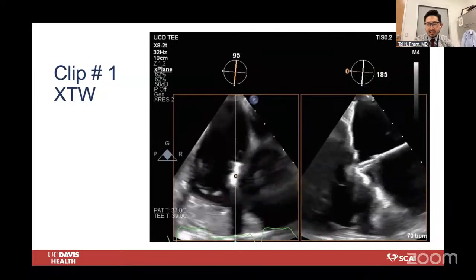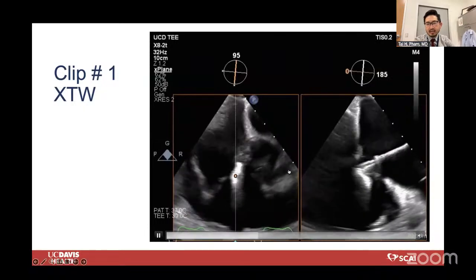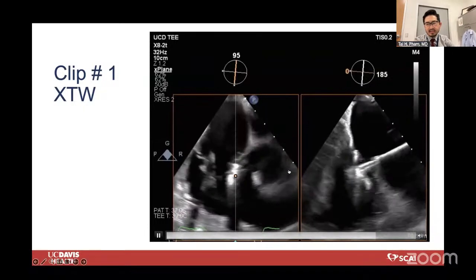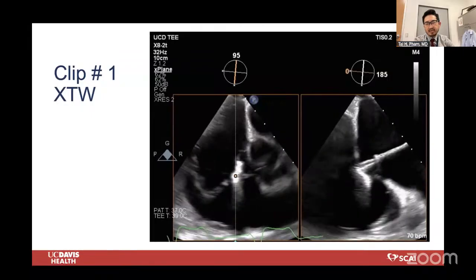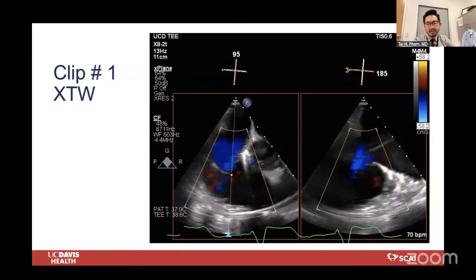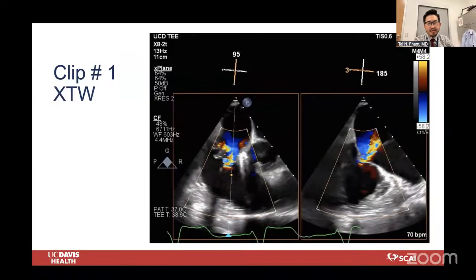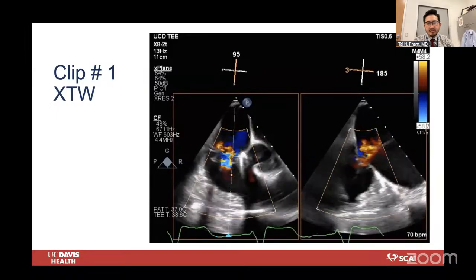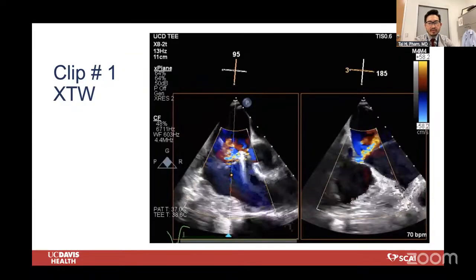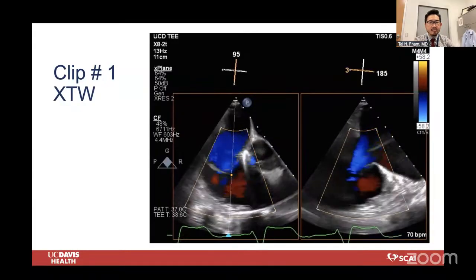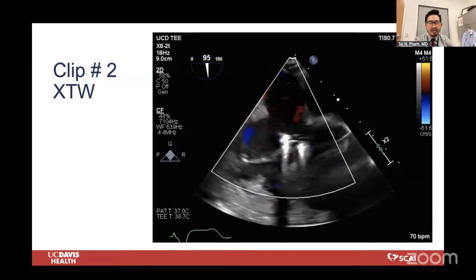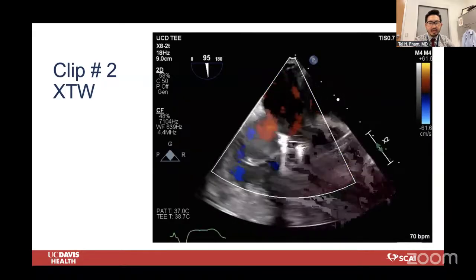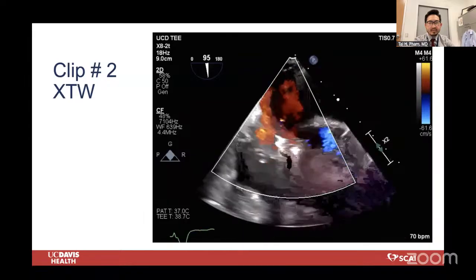You can see here on the right-hand side, the leaflets falling really nicely into the V of the clip. This is after delivery of the first XTW, with elimination of the medial and lateral jets, and the only residual jet was more central. So then we decided to bring another XTW clip down, and this is after delivery of that clip, with resultant 1+ to trace TR.